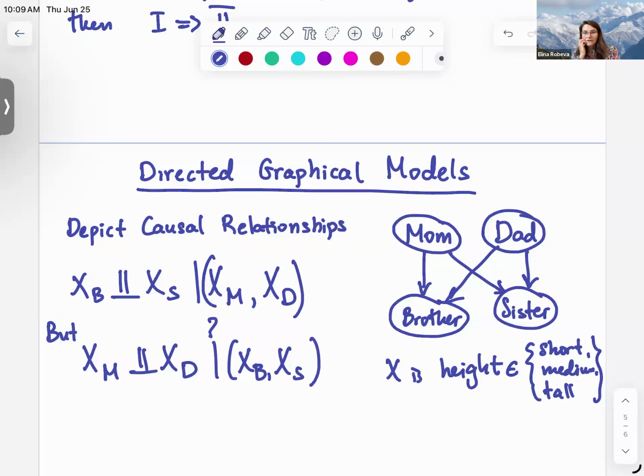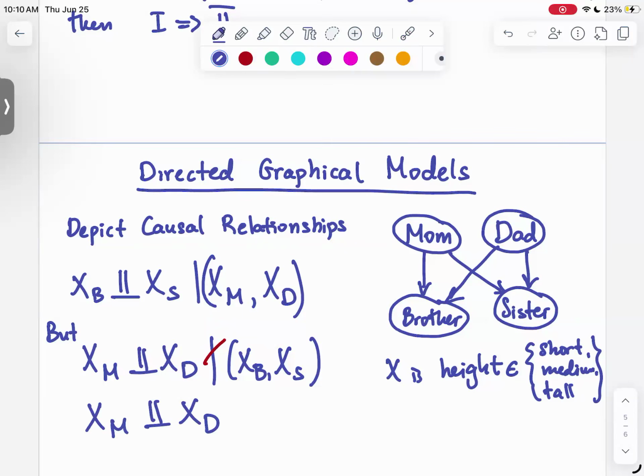No, that's right. Even though every path from mom to dad goes through brother or sister, it is not actually true that the heights of the two parents are independent given the children. Maybe I should use a different color. The heights of the two parents are actually just already independent. So they're just two random people that you pick and they have independent heights.